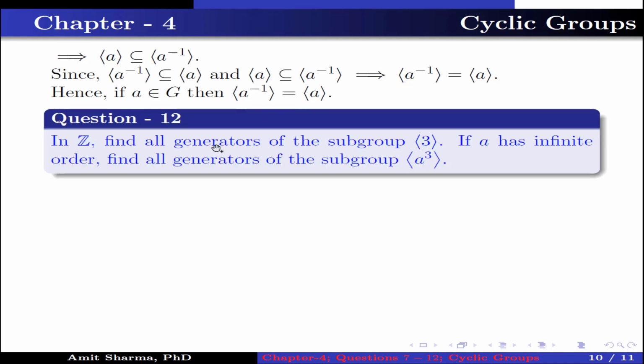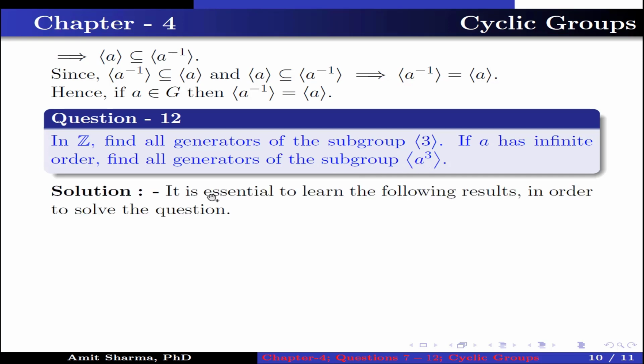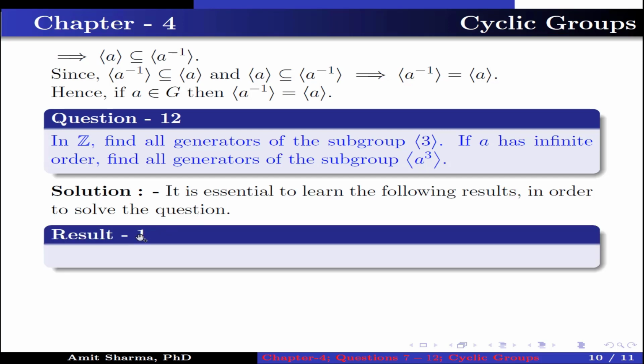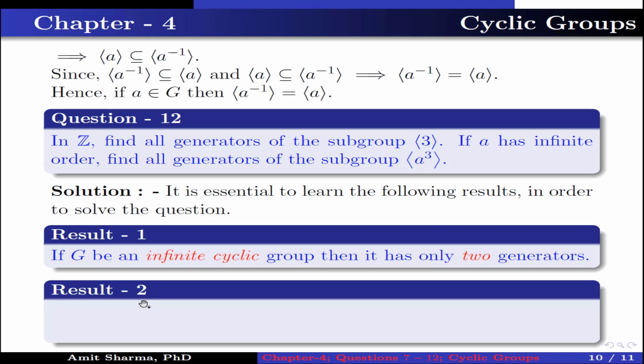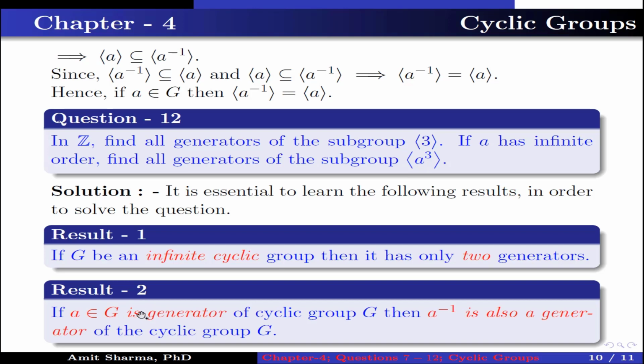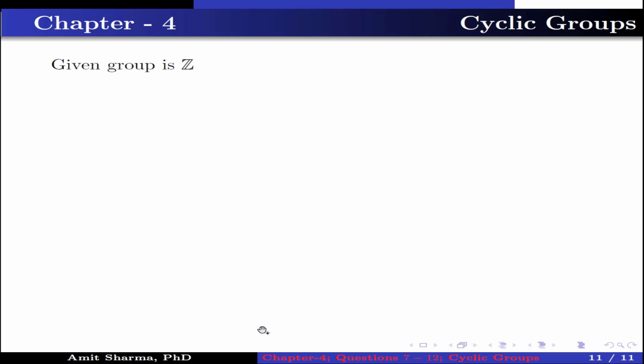Question number 12. In Z, find all the generators of the subgroup generated by 3. If A has infinite order, find all the generators of the subgroup generated by A cube. It is essential to learn the following results in order to solve the question. Result number 1. If G is an infinite cyclic group, then it has only 2 generators. Result number 2. If A belongs to G is a generator of cyclic group G, then A inverse is also a generator of the cyclic group G.